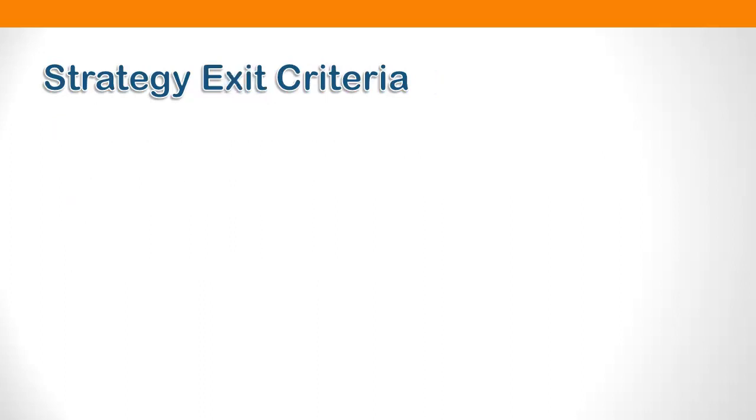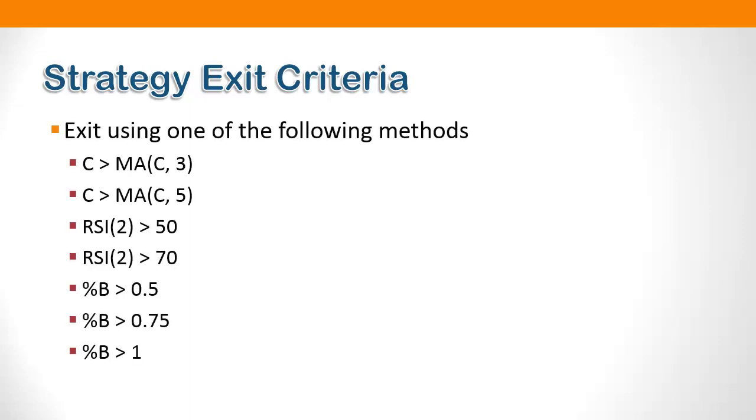And the exit criteria: providing you're in a trade, you need to know when to exit, and that can be one of the following. Close could be greater than the 3-period moving average or the 5-period moving average, RSI 2 could be greater than 50 or 70, and %B could be greater than 0.5, 0.75, or 1. So there are 7 possible exit criteria.